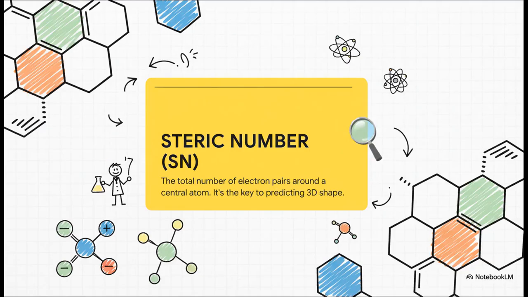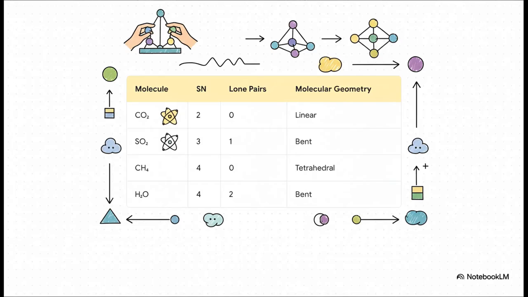Chemists actually have a name for the total number of these balloons or electron zones. It's called the steric number, or SN for short. And calculating it is super easy. You just count the atoms bonded to the center, plus any lone pairs of electrons sitting on that central atom. This one number is the key to the whole 3D puzzle. Let's see this in action.